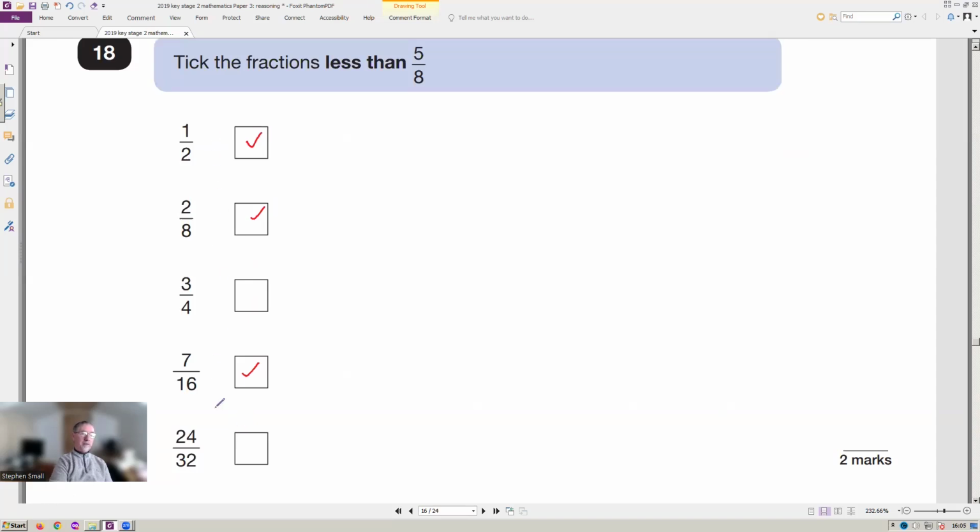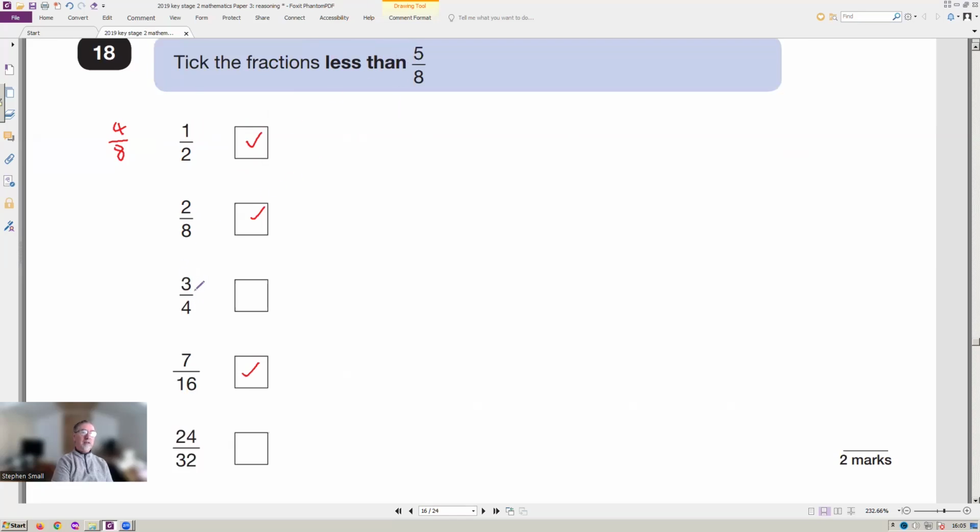But if you didn't know your fractions clearly like that, then the best way is to change them all to eighths. So to get to the eighths, you just times the bottom by 4 and the top by 4. So you've got 4/8 rather there. See what I mean? I've just multiplied them, and you can see that 4 is less than 5. This one, well, clearly 2/8 is less than 5/8.